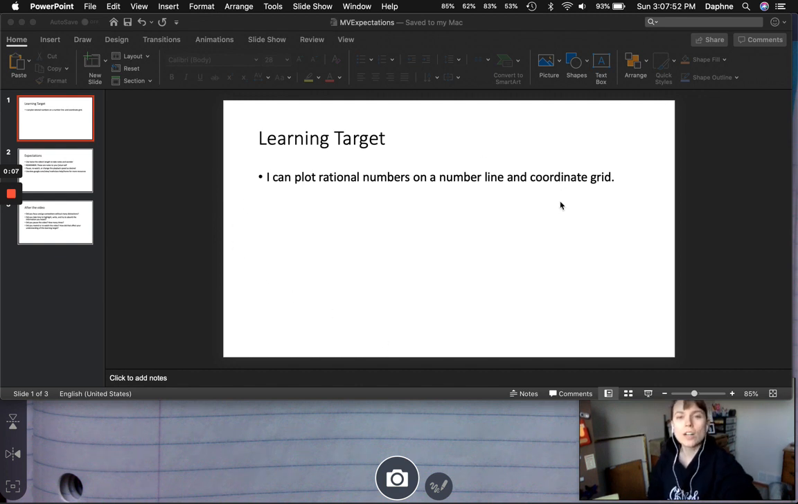So our learning target for today is plotting rational numbers. We're going to learn what a rational number is, and then we're going to plot them on number lines and coordinate grids. You've used these your whole life, you just haven't called them rational numbers yet.